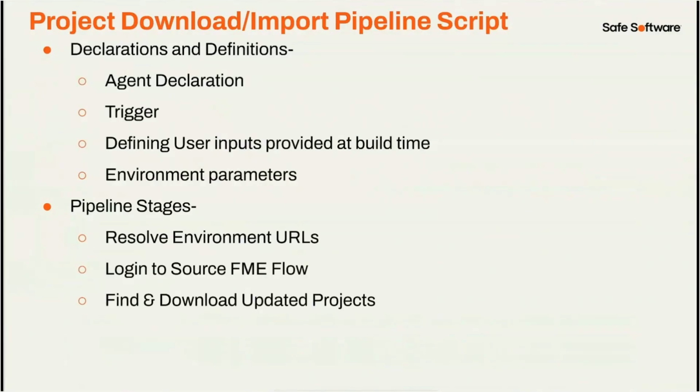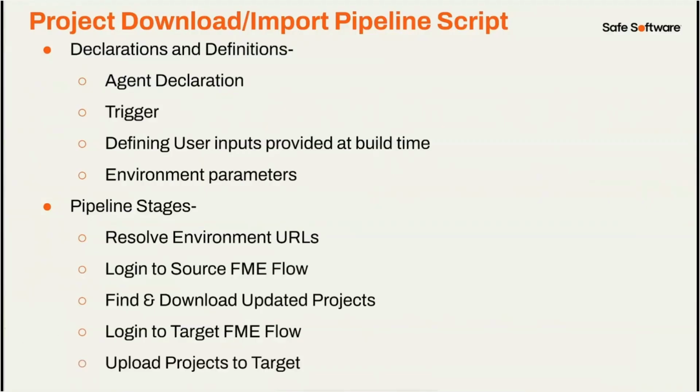Then it compares the last updated timestamp to the current time. So if the project was updated within the last 24 hours, it downloads it to the Jenkins agent VM that's running the build. So it's just downloading it to the Jenkins agent. Next, it logs in to the target flow instance as the admin user. And for each updated project, it uploads the project file via a post API request, and then it executes a second post request to import the uploaded projects. So it's first uploading the project, and then it's importing them.